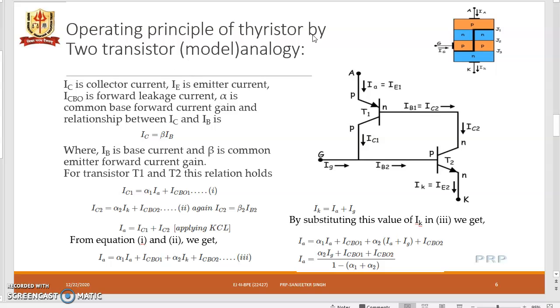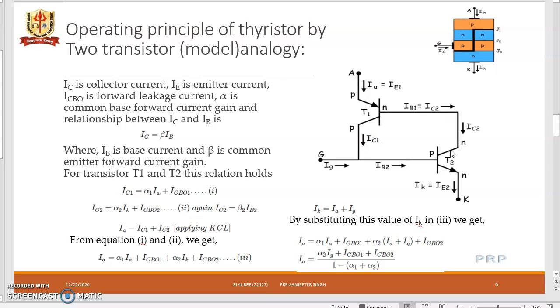Now let's see the operating principle of thyristor by analyzing its two transistor model. The SCR can be represented with two transistors, PNP and another NPN. So it can be split up as represented down here with two transistors and the gate terminal, anode and cathode here.